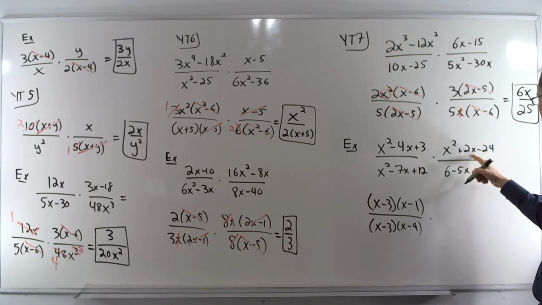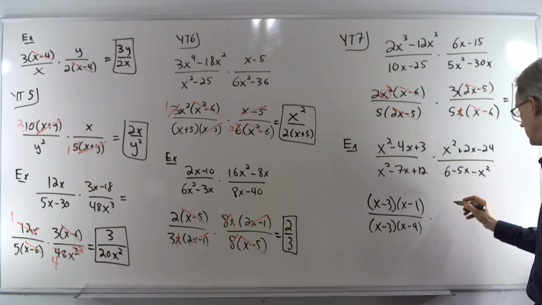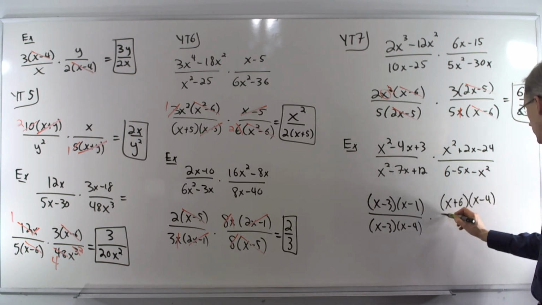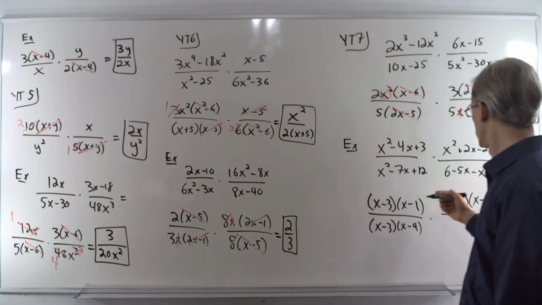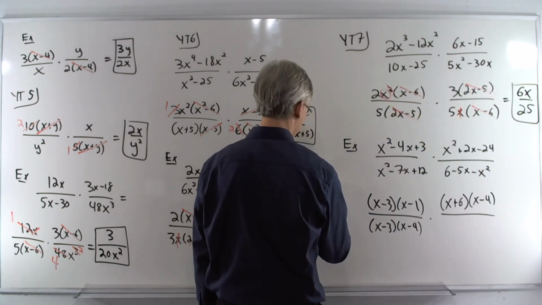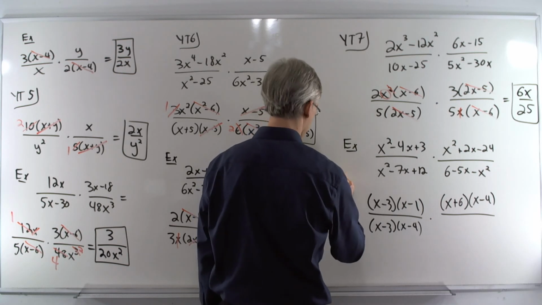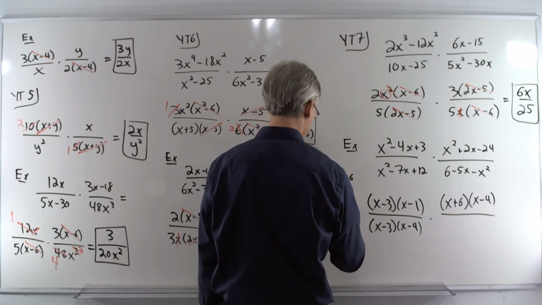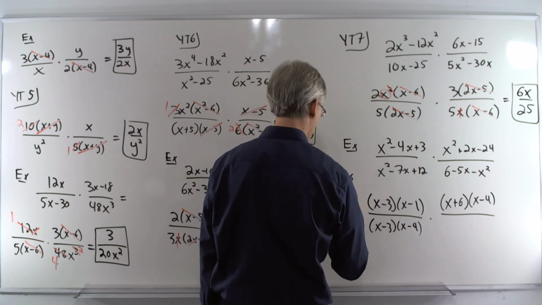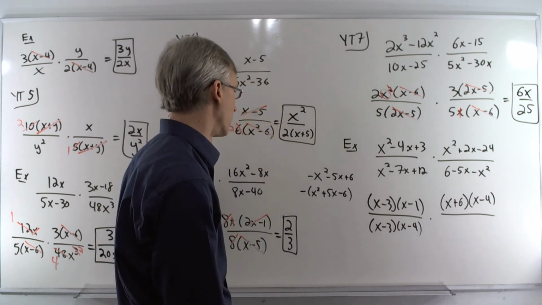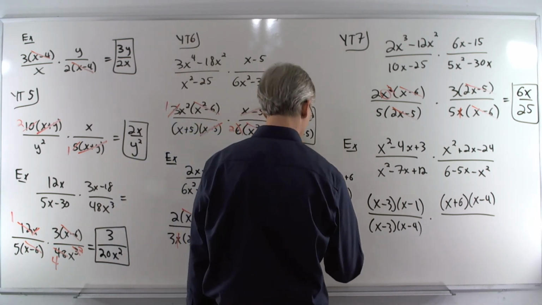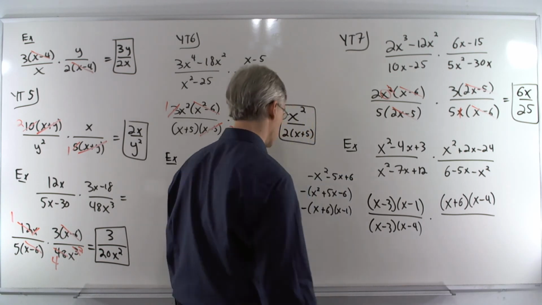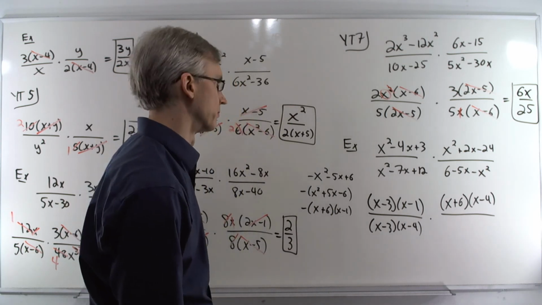All right, this one, x plus 6, x minus 4. And this one's a little trickier, so I'm going to rewrite this one. This is negative x, so I'm going to write in descending order, negative x squared minus 5x plus 6. Factor out a negative 1 to get x squared plus 5x minus 6. And this will turn into x plus 6, x minus 1.